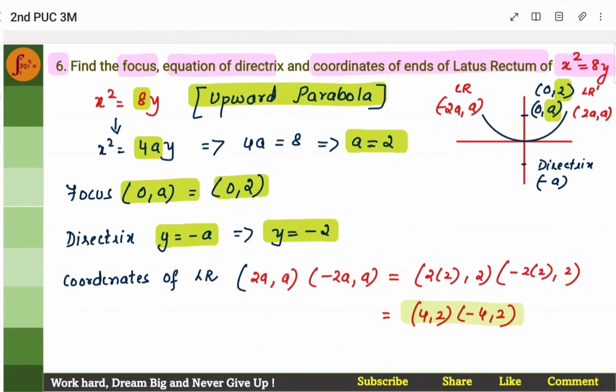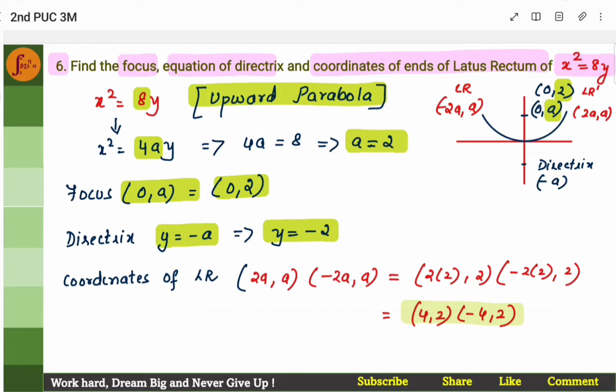The equation is given, x square is equal to 8y. Now x square is equal to 8y, so this is nothing but an upward parabola, right? x square is equal to 8y is equivalent to x square is equal to 4ay. This is the equation for an upward parabola, right? So from this you'll find the value of a.